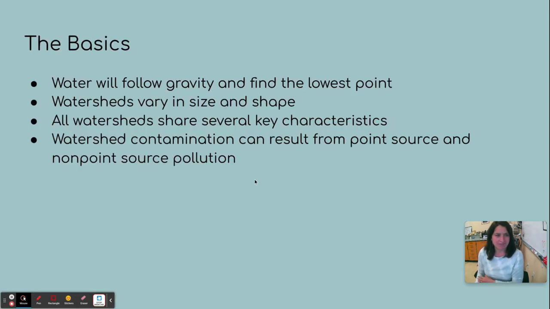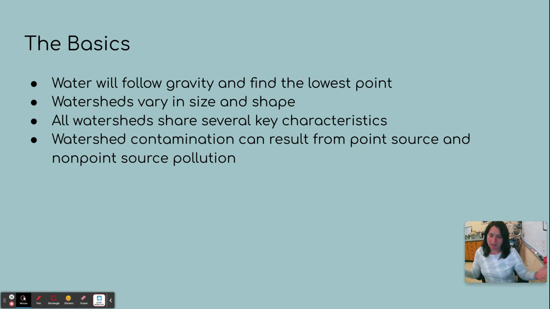So the basics: if you've ever played with water at the beach or made little rivers, digging in the sand on a lake shore, you know that water will follow gravity and always finds the lowest point, always flows downhill. Watersheds vary in size and shape. You can refer to a watershed as being very local, right? So right here where we are in Johntown Creek, it runs right through the park there. We could say this is the Johntown Creek watershed that the Golden Sierra is sitting on.